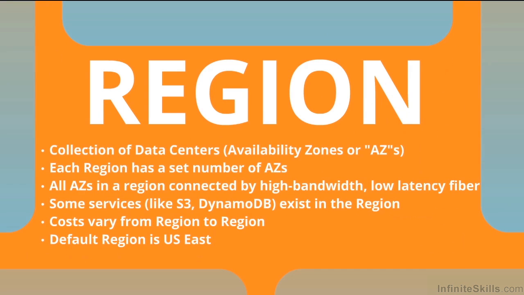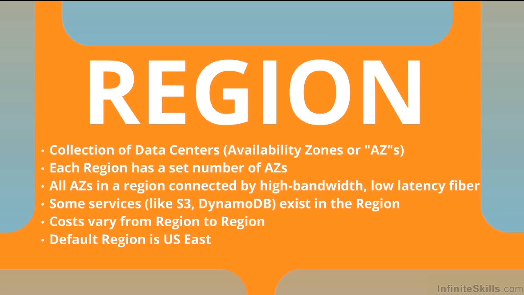Amazon ties many of these AZs together into what's known as a region. A region is just a large geographical area of AZs connected by high bandwidth, low latency fiber, ensuring that data transfer between AZs is very fast and in most cases either free or very cheap. Each region will have a set number of AZs. Some of the services that you'll deploy, such as S3 or DynamoDB, actually deploy assets in many AZs inside the region. We can think of these services as belonging in the region.